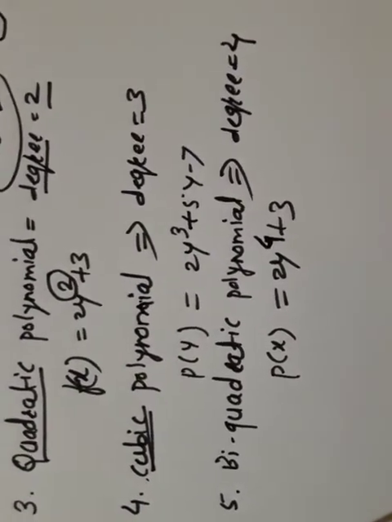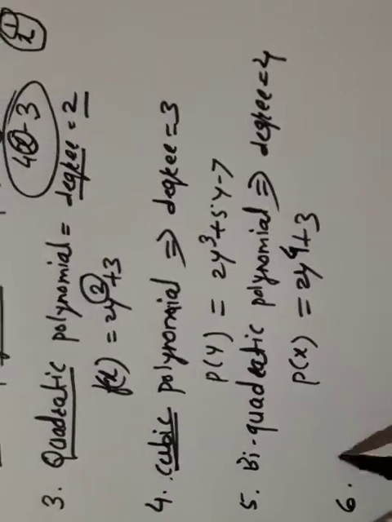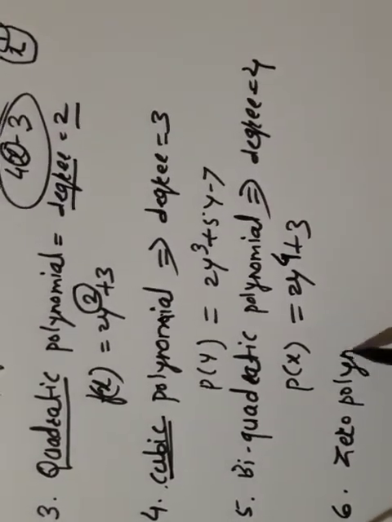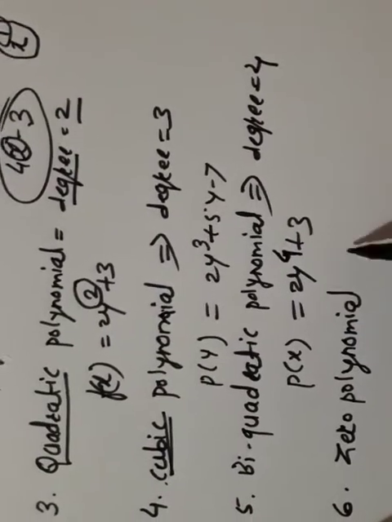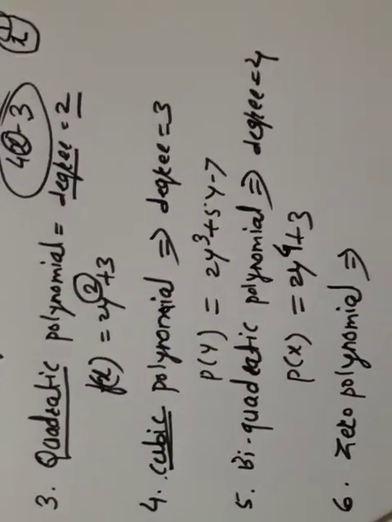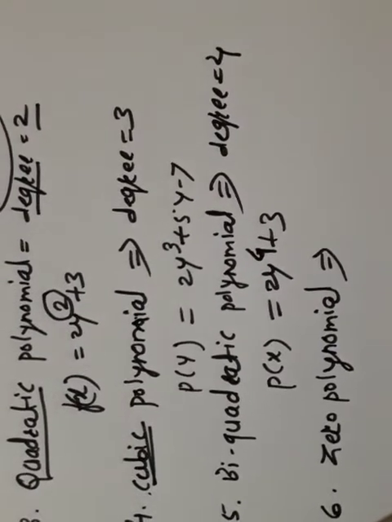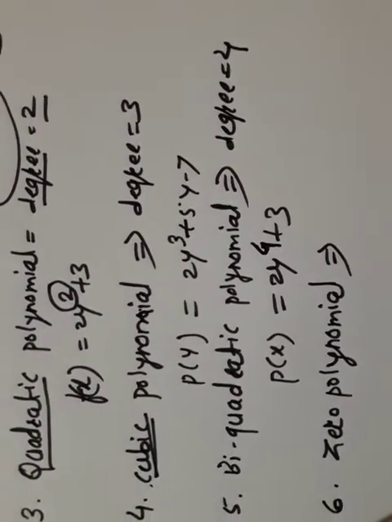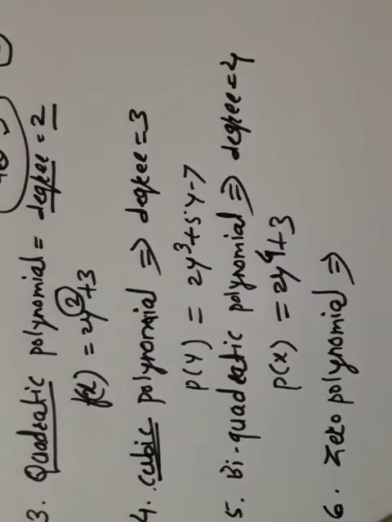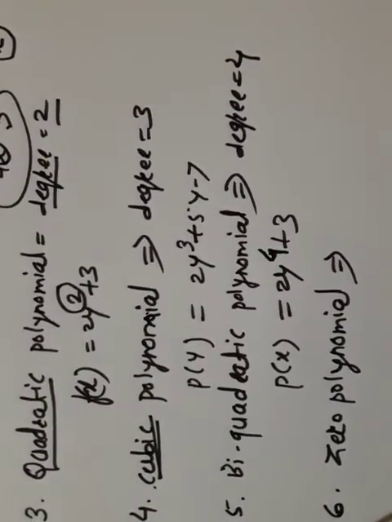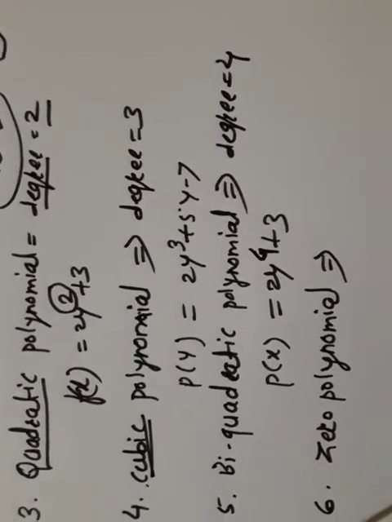Okay, next, zero polynomial. What is next? Zero polynomial. Now you can guess here also. Zero polynomial means here the degree is not defined. The degree of the zero polynomial is not defined.